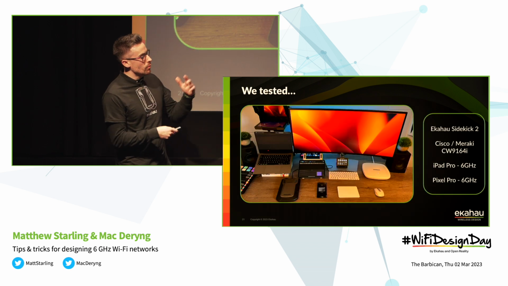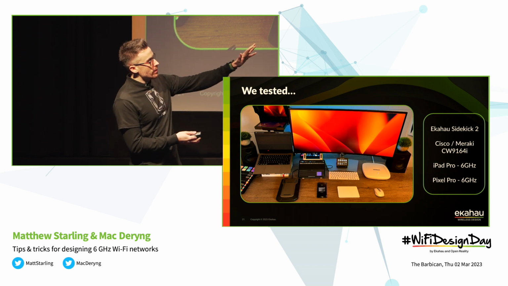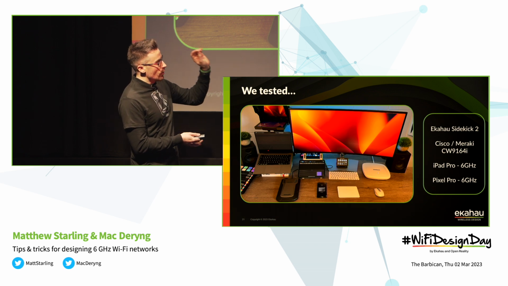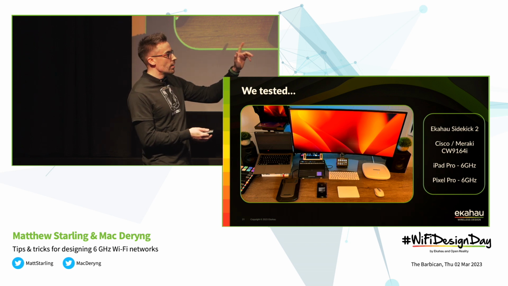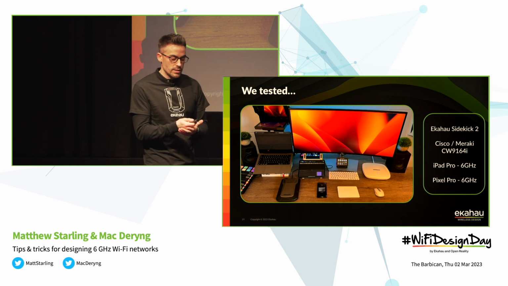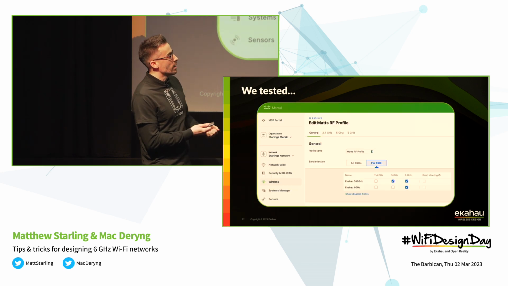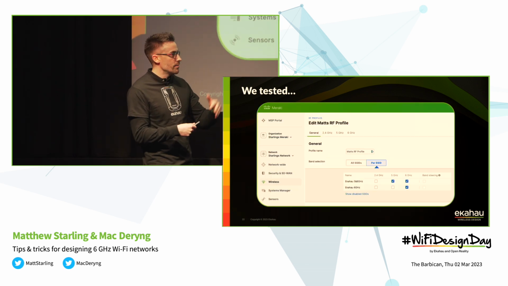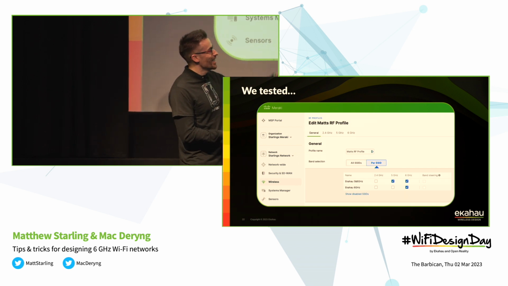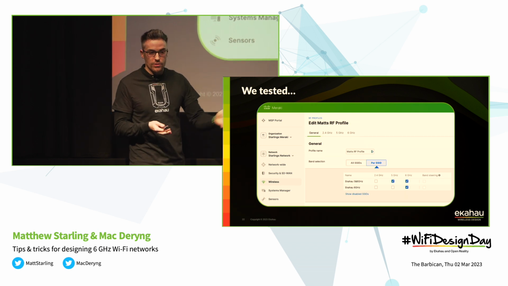So what we have here is obviously our Echo Sidekick 2, which is 6 gigahertz capable. In my environment, I've got a Cisco Meraki 9164i. We've got an iPad Pro, which is 6 gigahertz capable, plus a Pixel Pro that is 6 gigahertz capable. We wanted to test out Curtis's theory, so we set up a couple of SSIDs: one called Echo 5 and 6 gigahertz, which is broadcasting on, you guessed it, 5 and 6 gigahertz, and then Echo 6 gigahertz, which was broadcasting on 6 gigahertz only.